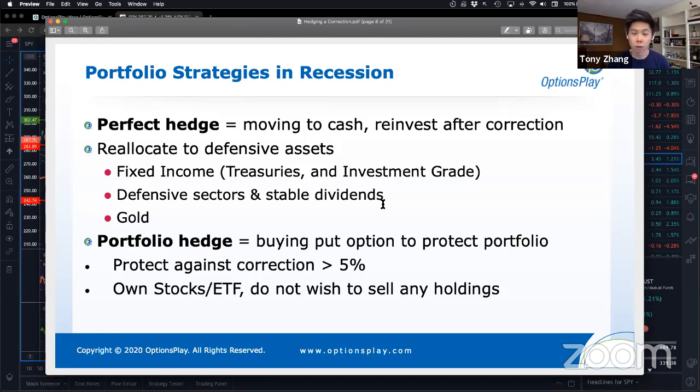Now, for those of you that want to trade options or want to explore utilizing options for your portfolio, that's when we can talk about a portfolio hedge, which is buying a put option to protect your portfolio. Now, I want to make sure that people are clear as far as how this works.